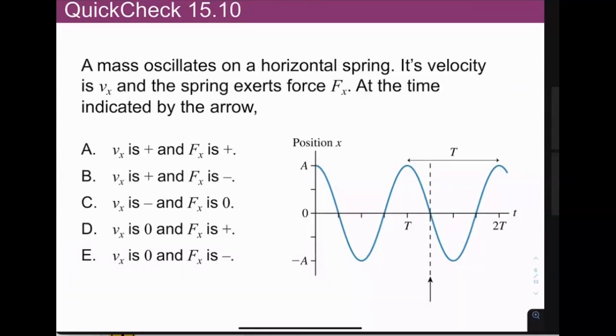Now we consider the same question, but at a different time, as indicated by the arrow. In this case, the slope is negative at the time in question, and so the velocity is negative. And since the position is equal to 0, we know that the acceleration must be equal to 0, and so the force must be equal to 0 as well.